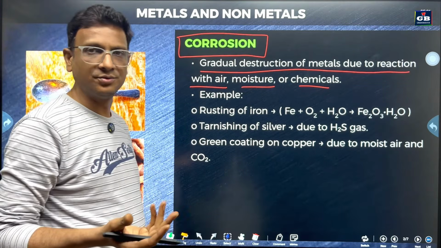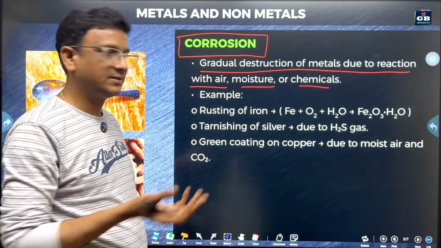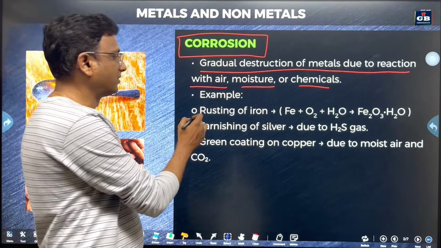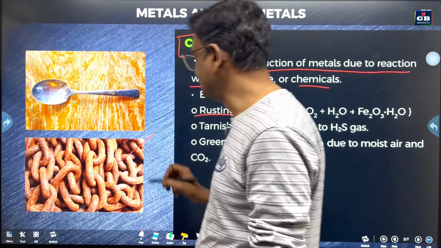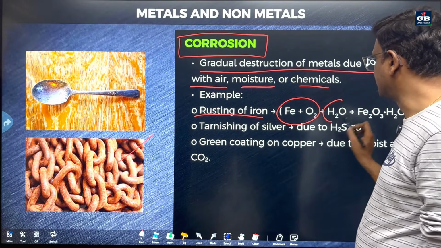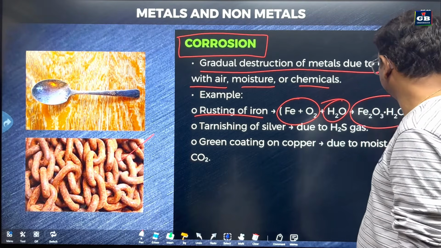Chemicals also can cause corrosion. Moisture or air or some gases present in the air, that is the chemicals. Right? So what are the examples of corrosion? Rusting of iron. Here we can see in the picture, the iron chain got rusted. How does this rusting happen? Iron plus oxygen plus water. Iron reacts with oxygen and water and forms rust.